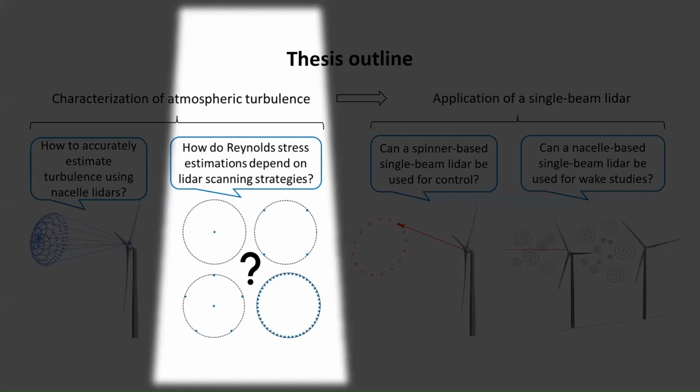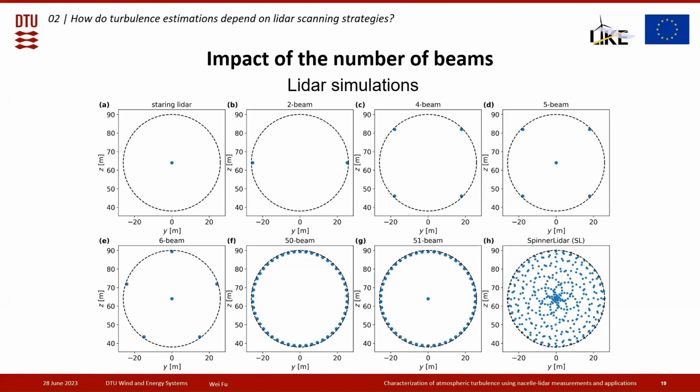Now let's go to the second study. We have seen the spinner LiDAR perform so well. What about the other LiDAR, which has a simpler scanning pattern? In this second study, we also used the LiDAR simulations and field measurements, just like the first study.